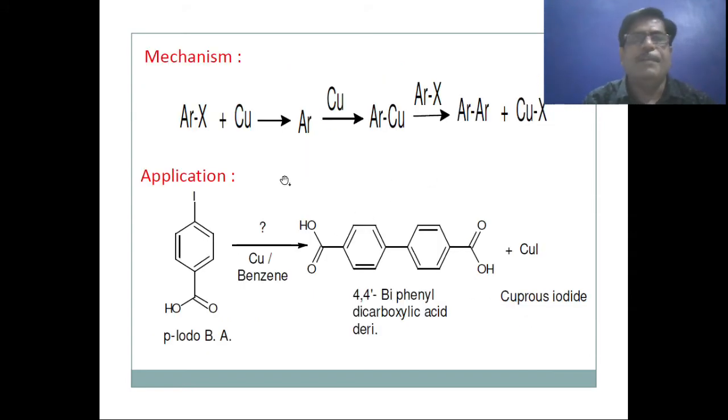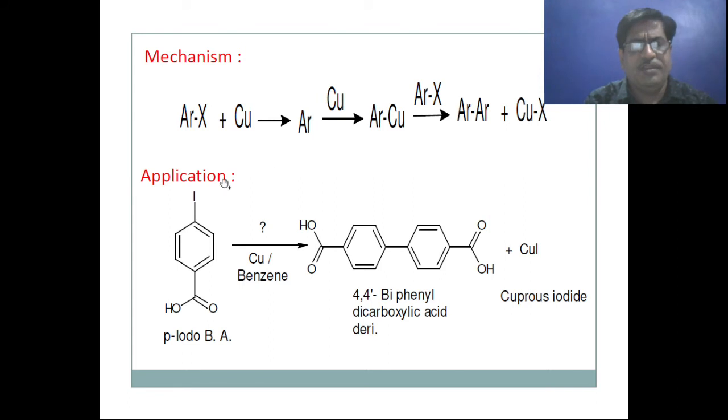This is the simple mechanism of how this biphenyl derivative forms. Here, aryl halide plus copper. The aryl halide reacts with this copper, so an aryl copper complex is formed here, and when another aryl halide reacts with it, this CuX is the byproduct and the aryl groups are coupled.